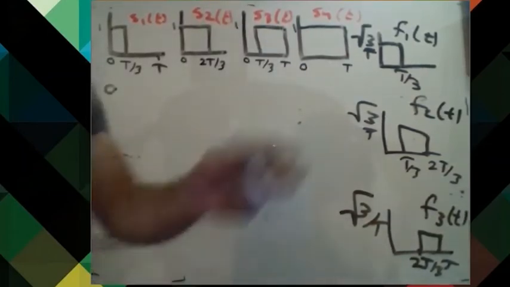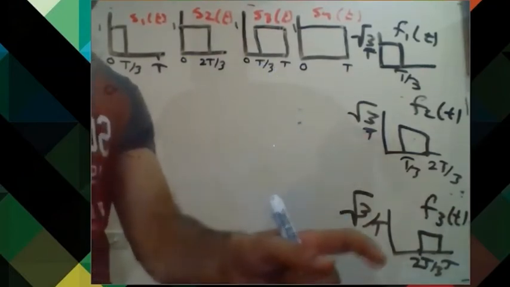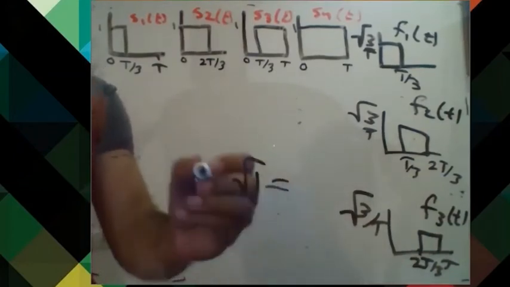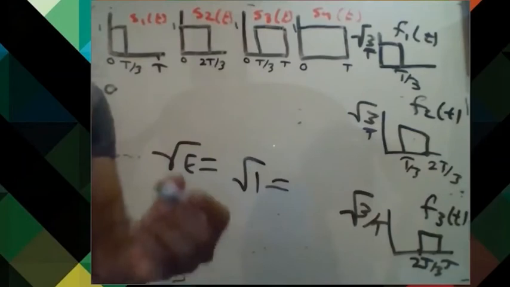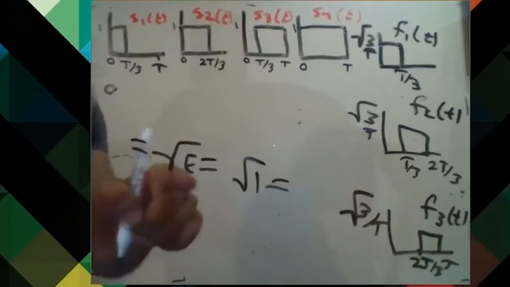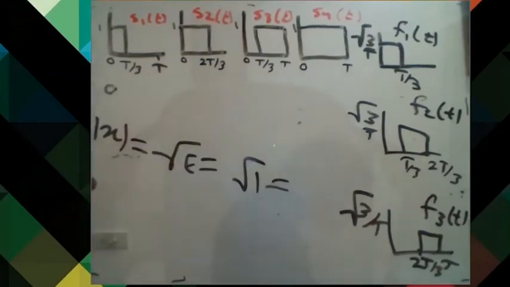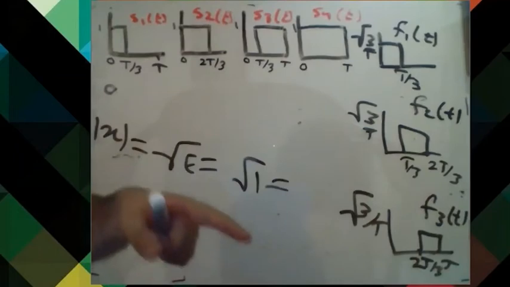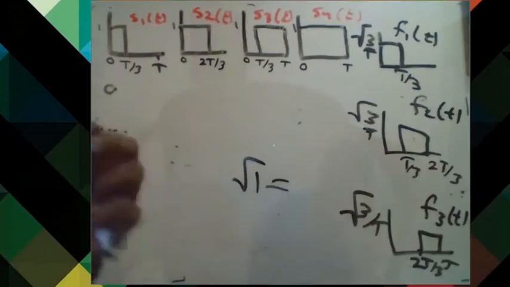The special thing is, if you find the energy of f1, the energy of f2, the energy of f3, the answer is equal to 1. So the square root of the energy of these signals is 1. Why is this important? Because if you remember, in vectors, the square root of energy is equal to the length of the vector. The length of a unit vector is equal to 1. So these three orthogonal signals play the same role in signals just like unit vectors play in vector space. This was just for an explanation.